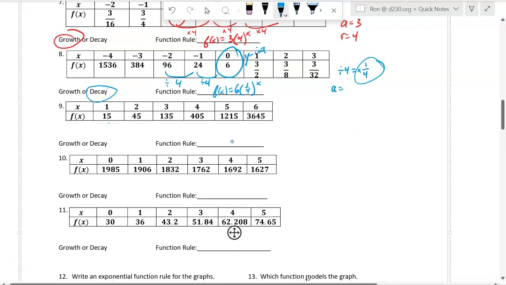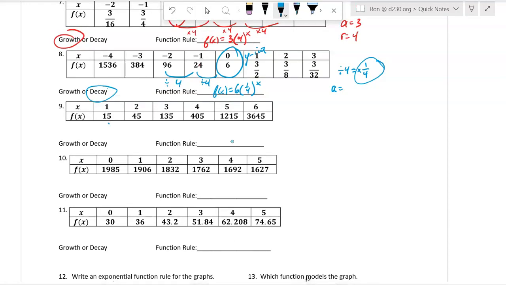Next one, I notice I'm increasing, right? I know 15 times 3 will give me 45. I know 45 times 3 would give me 135, times 3 would give me 405, and so on. So I know right away that this is growth. Now here's the thing. My y-intercept is nowhere to be found in here. But what I can do is work backwards to get it.